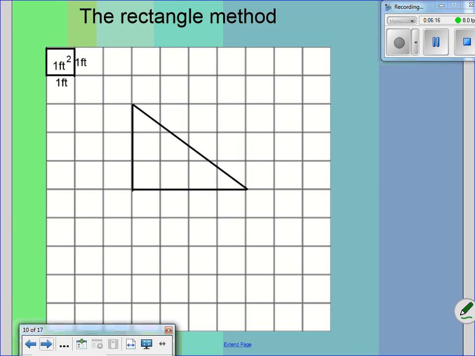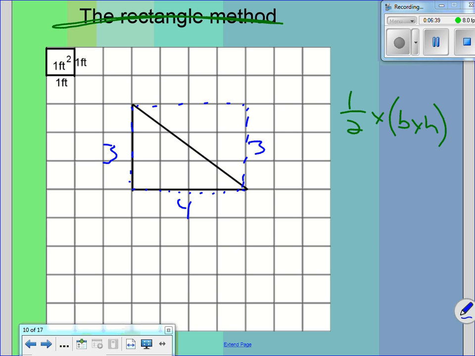So we're not going to be using the rectangle method anymore. This is old news. Now we're using our formula. Half of base times height. I'll change colors so we can see that a little better. So I'm going to take a look here. My base, I count, is a 4. My height is a 3. I could also find my height going like this, which is a 3.